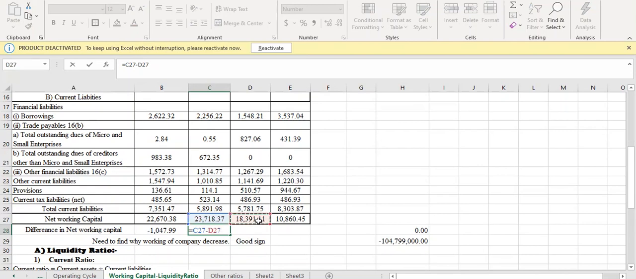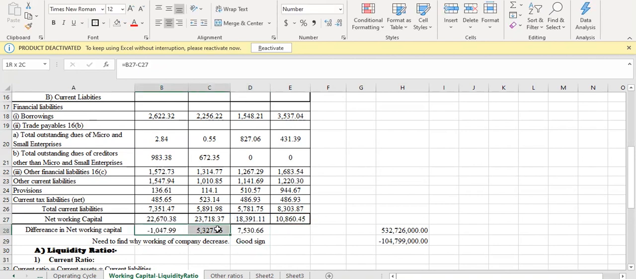Same way here, 2018 minus 2017 working capital. Same way here you can see this year minus this year. In this way I am able to see the 3 years difference. You will be having 4 years of difference because you will be having a fifth year to consider, correct? For the last year you are not able to calculate the difference of net working capital. You can calculate the percentage, and in your interpretation you can write how much percentage of decrease or increase happened in the particular year.